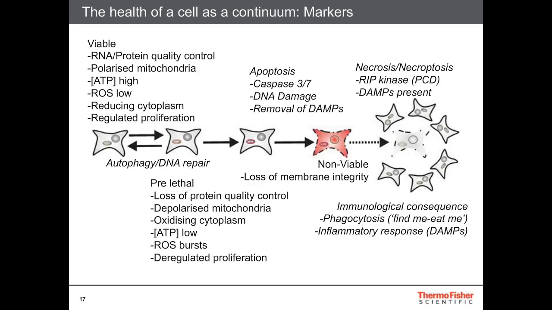And then we can read out some of these immunological consequences by looking at assays for phagocytosis, which will report these find me, eat me signals, as well as various aspects of the inflammatory response, things such as these danger-associated molecular patterns, which signal whether or not an inflammatory response will be initiated.